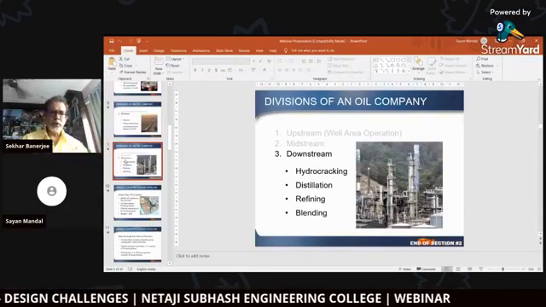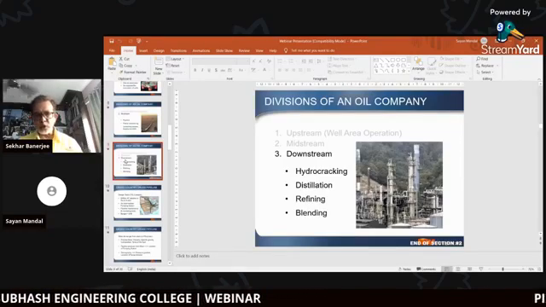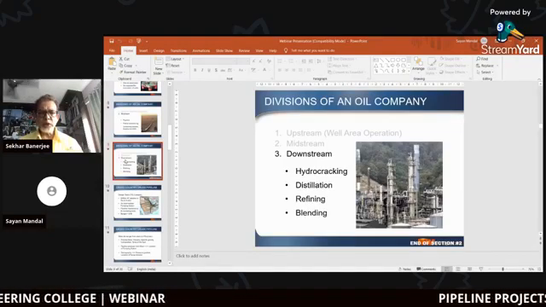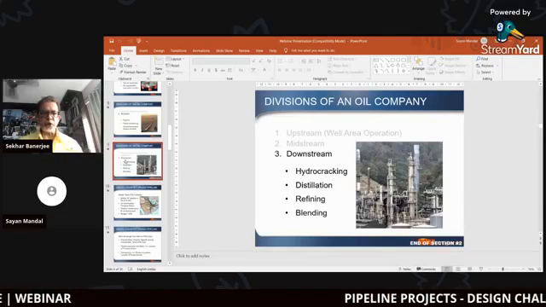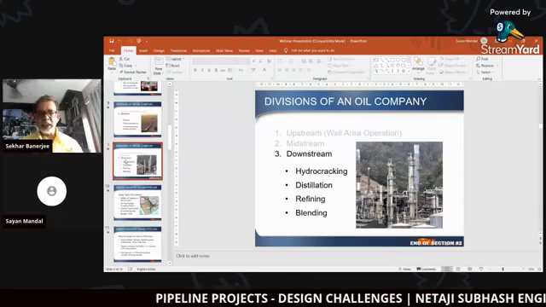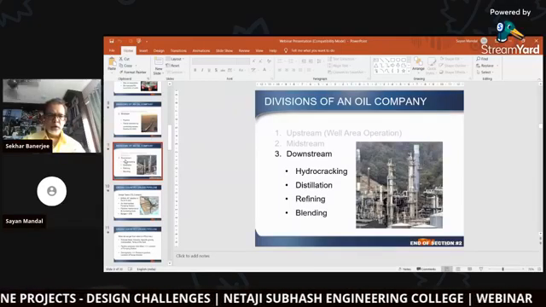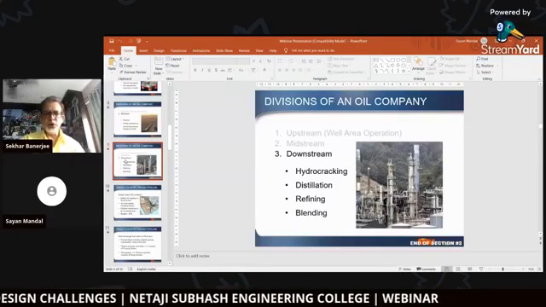And the last one, the last division of the whole process, is downstream. Now, downstream is where we get all sorts of finished products like diesel, petrol, bitumen, lube oil, LPG, from crude and gas. Now, these need a huge process plant.